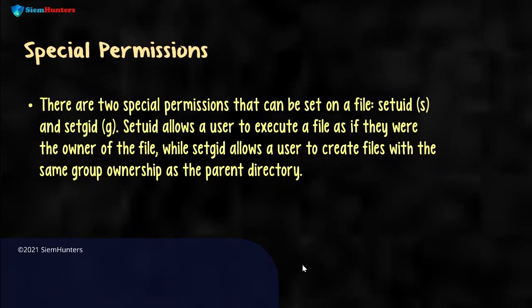So now let's see what the special permissions are. There are two special permissions that can be set on a file, that is setUID and setGID. SetUID allows a user to execute a file as if they were the owner of the file, while setGID allows a user to create files with the same group ownership as the parent directory. To set these permissions, you use the chmod command followed by the desired permission level and the name of the file. For example, to set the setUID permission on a file, you would use the command chmod u+s filename.